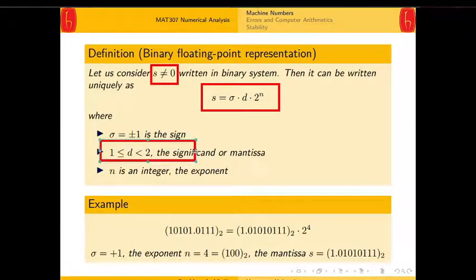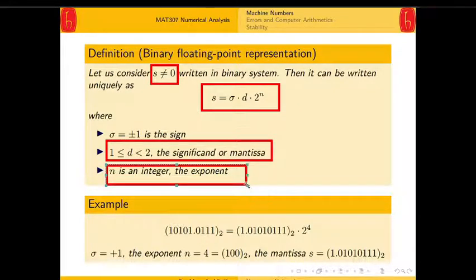This d will be the significand, or the mantissa. For this particular case, the mantissa has to be between 1 and 2. 1 is included, 2 is not. So this can be any number like 1 point something, nothing else. This 1 is there for sure. And the number n is an integer, and it is standing for the exponent.